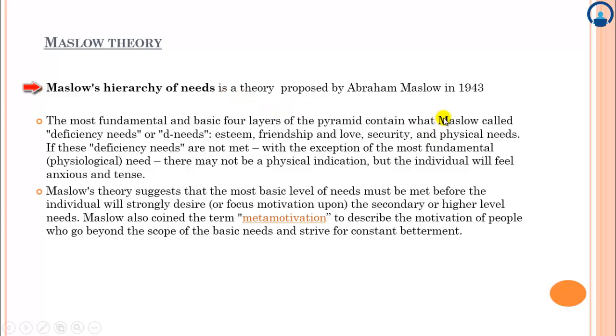This was proposed by Abraham Maslow in 1943. It says that the most fundamental and basic four layers of the pyramid, what Maslow called the deficiency needs or D needs, are esteem, friendship, love, security, and physical needs. If these deficiency needs are not met, with the exception of the most fundamental physiological needs, there may not be a physical indication, but the individual will feel anxious and tense.